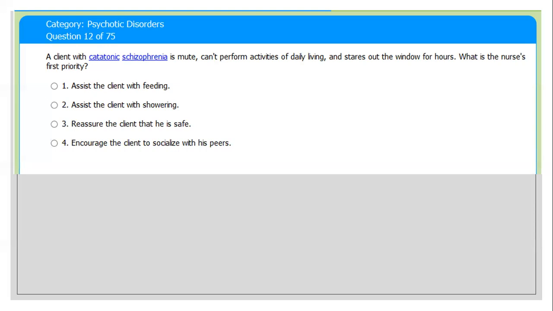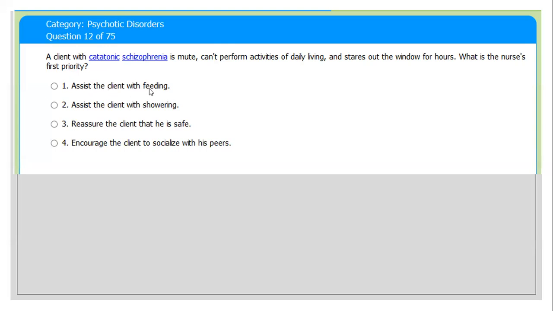Catatonic schizophrenia affects the way you move in extreme ways. You might stay totally still or mute, or you might get hyperactive for no reason. That is the catatonic nature. So now the question: if a patient has it, what is the nursing first priority?